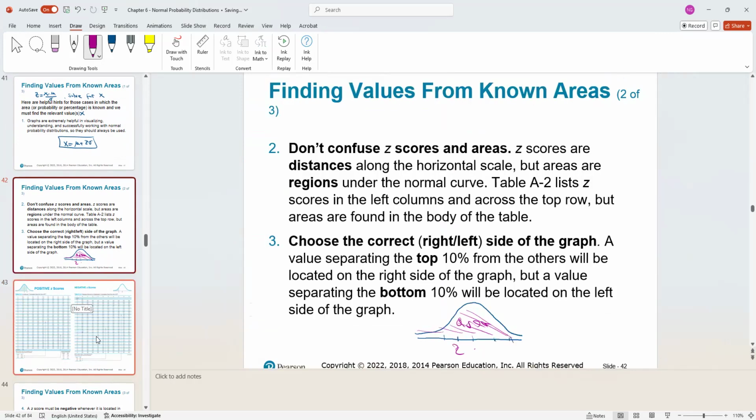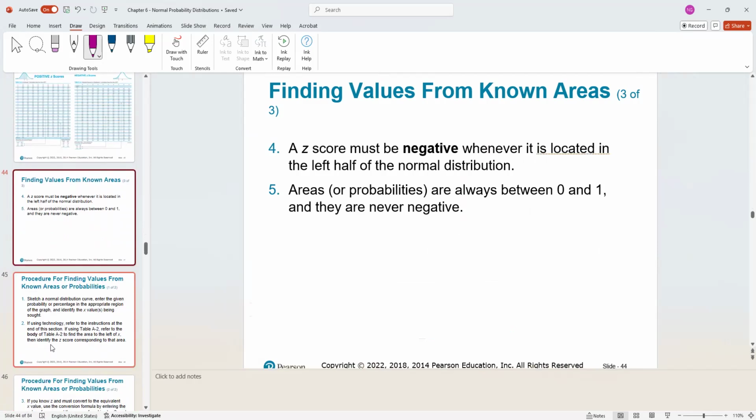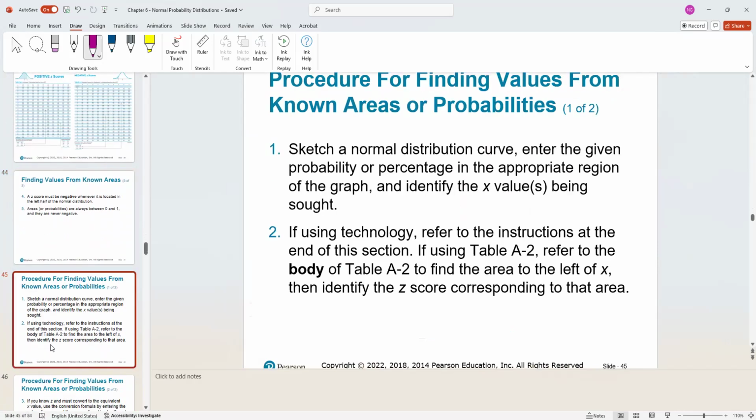Choose the correct right or left side of the graph. A value separating the top 10% from the others will be located on the right side of the graph, but a value separating the bottom 10% will be located on the left side. And again, to find values from known areas, z-scores must be negative whenever it's located in the left half, that means below 50%. Areas are always between 0 and 1, and they are never negative. Remember, you cannot say the probability is negative.